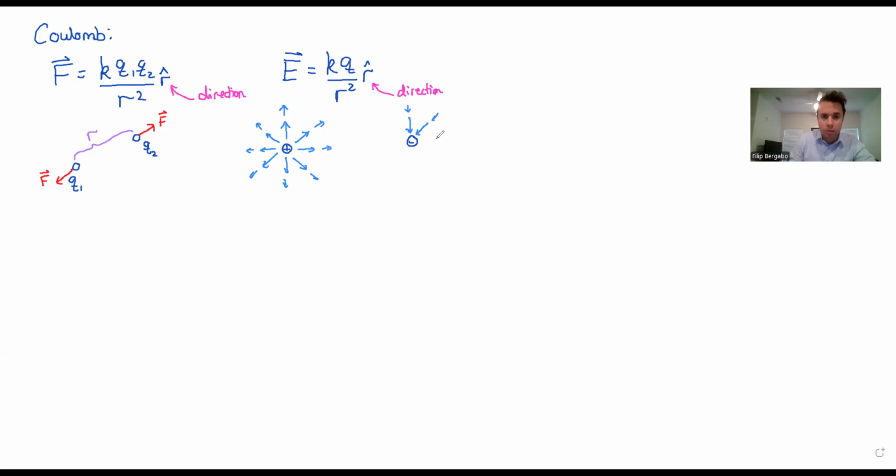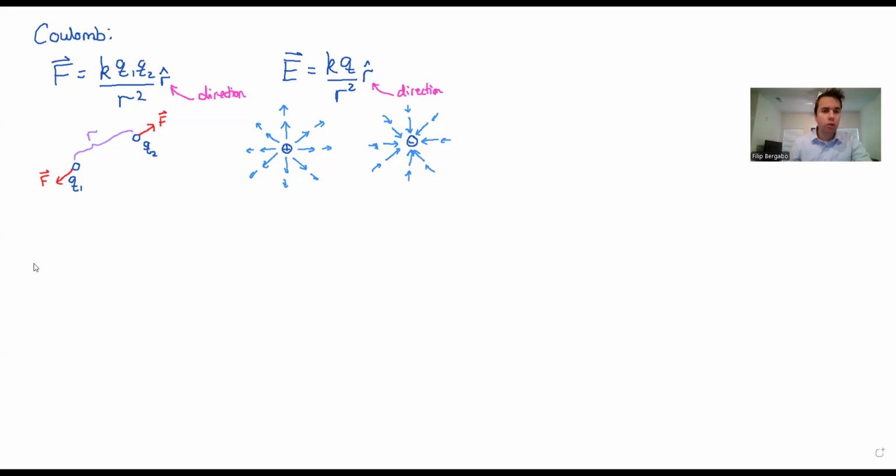So it's a very similar picture here. It again gets weaker with distance, but points now towards the charge. And so sometimes you'll hear people say that a positive charge is a source of electric field emanating away, whereas a negative charge is a sink for the electric field, meaning it all points in towards that negative charge.